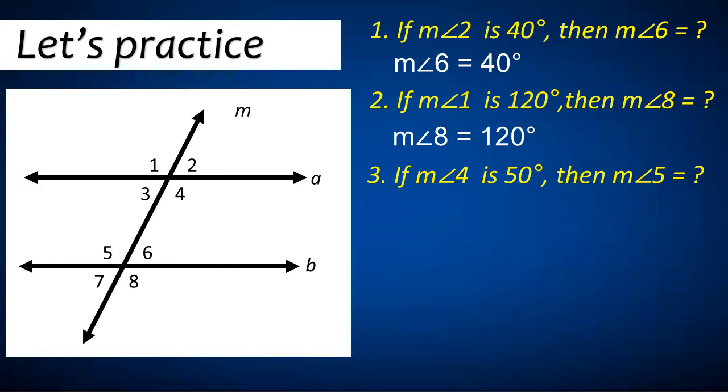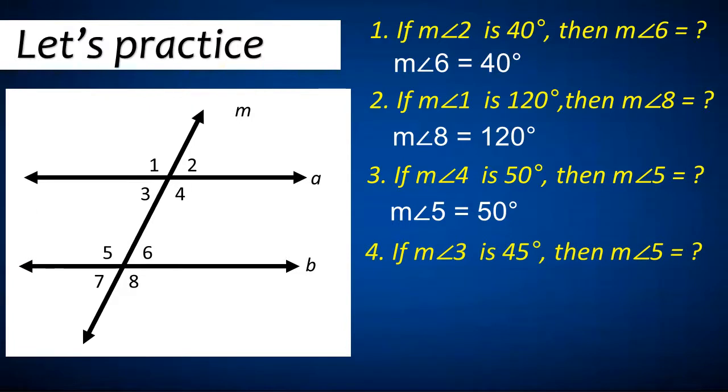So, number 3. If the measure of angle 4 is 50, then what is the measure of angle 5? Look again at their relationship. 4 and 5 are alternate interior angles. Alternate, they are still congruent. Then, angle 5 is 50.